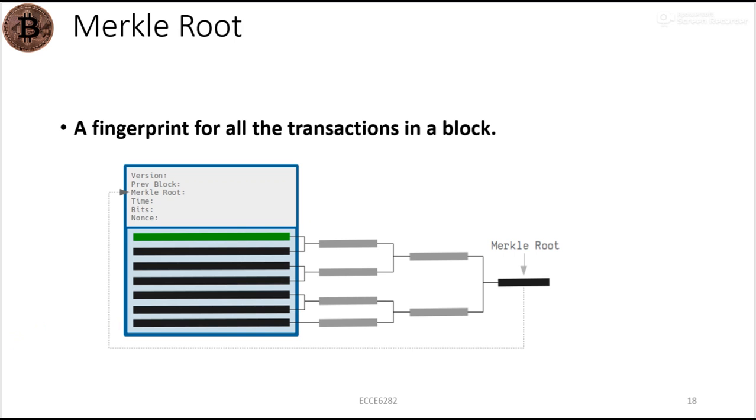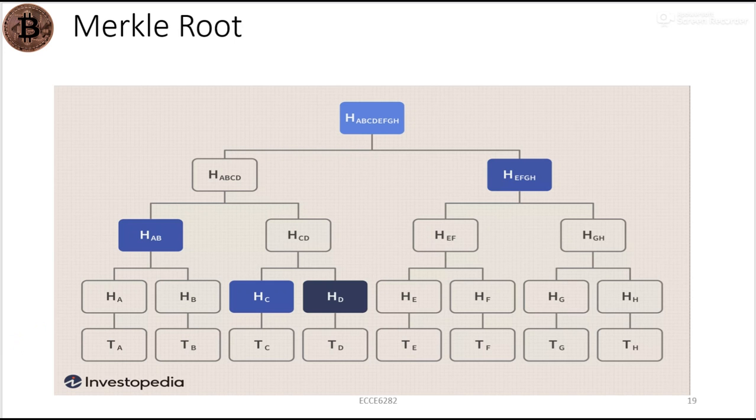Okay, how is a Merkle root or Merkle tree created out of the transactions? This is an example of a Merkle tree. In the block we have a list of transactions: transaction A, B, C, D, E, F, G up to H. Then we calculate the hash of each transaction. Transaction A's hash is hash A, transaction B's hash is hash B.